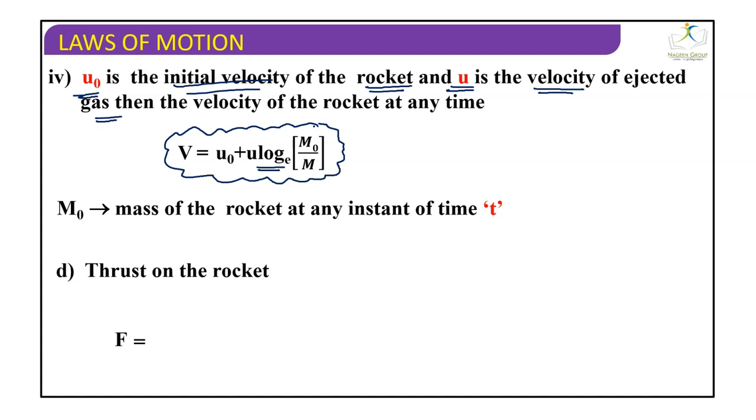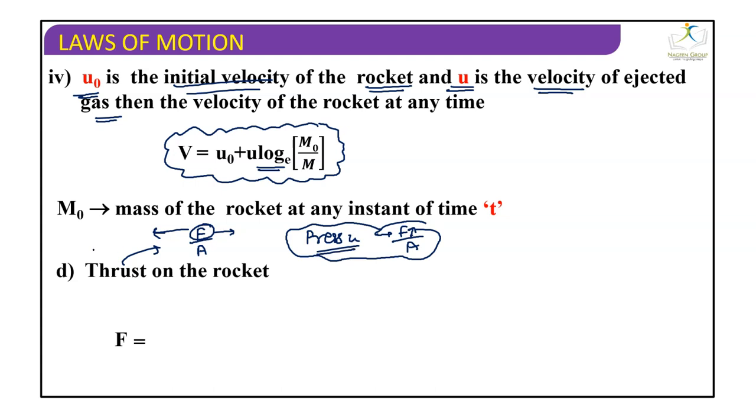Thrust on the rocket. Thrust is the force per unit area. Okay, so what is the difference between thrust and pressure? In pressure, we are applying the perpendicular force divided by a particular cross-section area. But here the force is not defined in any particular direction. If I am defining a particular direction, that will be pressure. A random direction of a force with respect to area is defined as thrust.